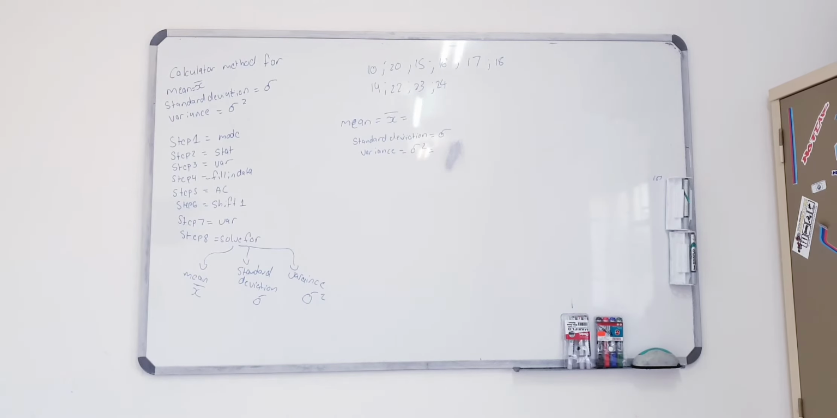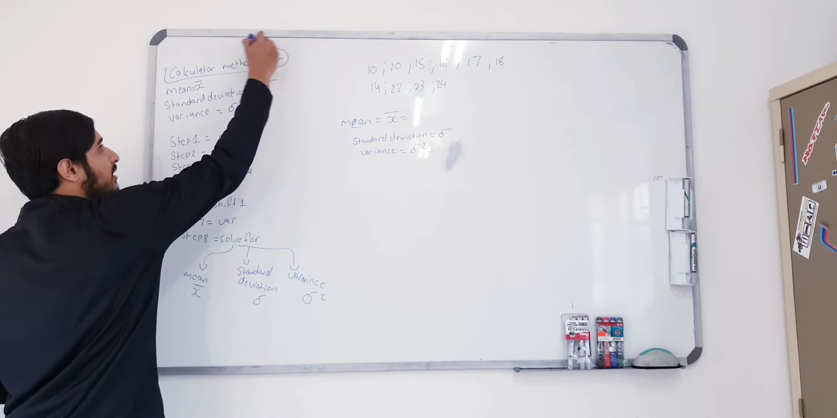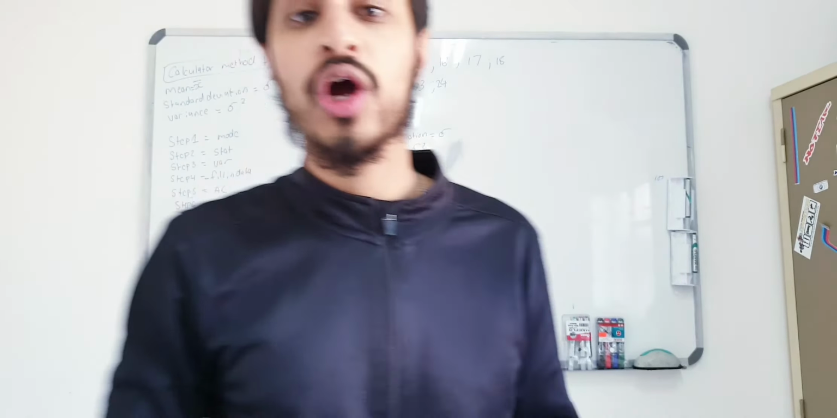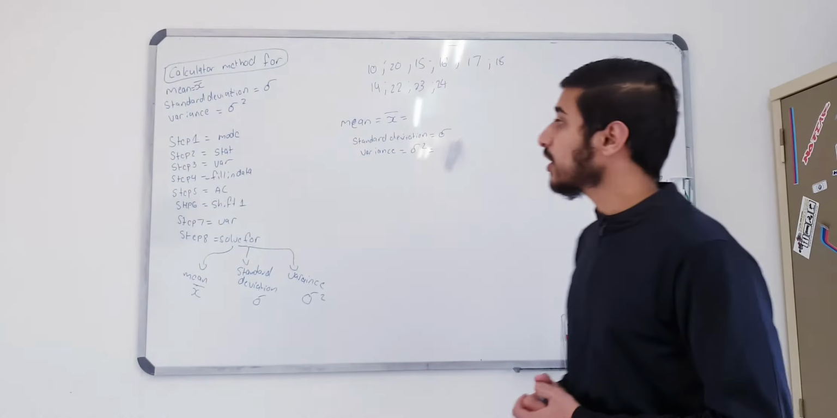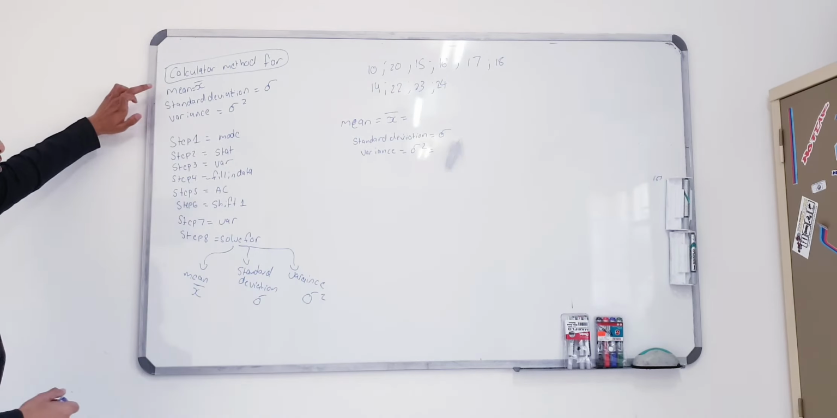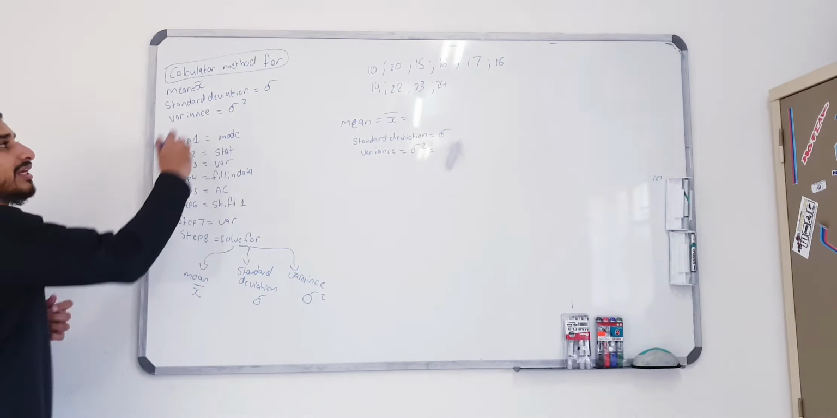Right. So the next part, like I said, is using our calculator to actually go ahead and solve for our mean. So see, it's your calculator method. So now you don't have to actually even do the formula, because I'm going to show you how to use your calculator. So you can calculate your mean, your standard deviation, and your variance. Now let's see how mean is represented.